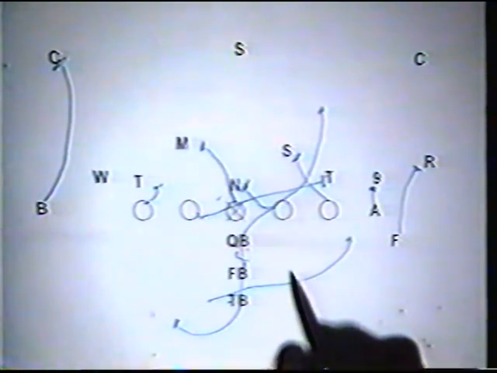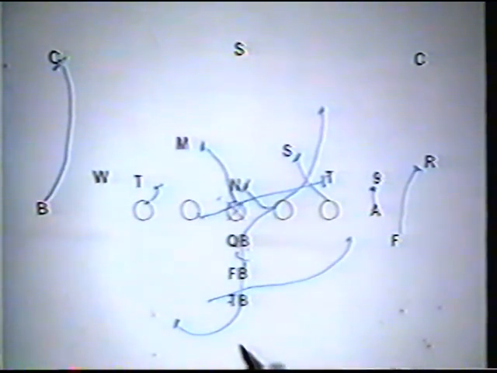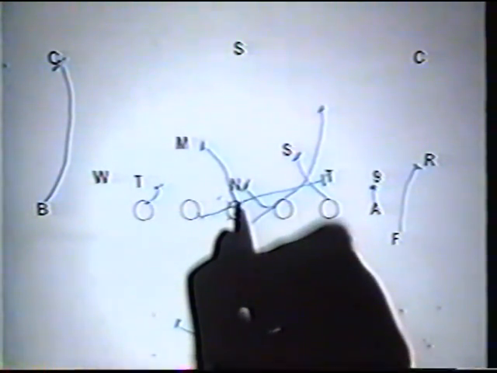As an alternative to running the trap play, we will also run a burst play. When we run the burst play, we're going to run base blocks and then just read. We're going to base block all the way across, and we're going to read the nose guard. We feel like that is a good alternative to running the trap versus the 5-2 look.